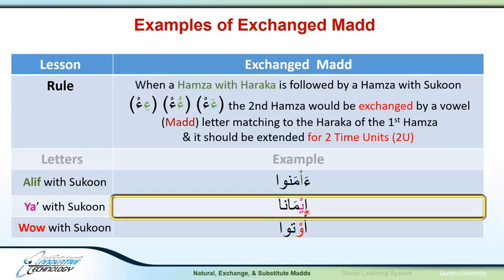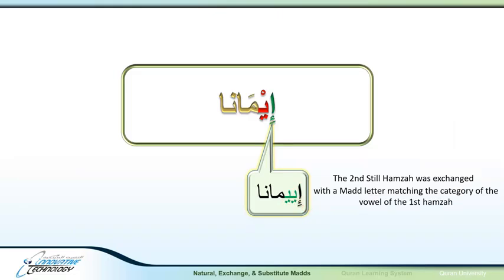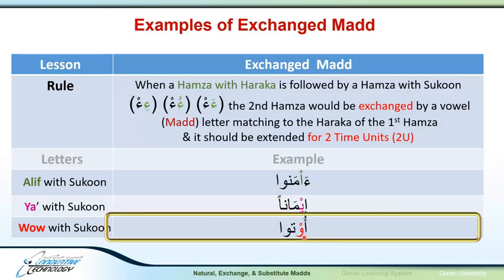Second example, ya with sukun. The second hamza has been exchanged with a ya because of the kasra on the first hamza, and it should be extended for 2 units. Imana. Imana. The third is an example of a waw with sukun.